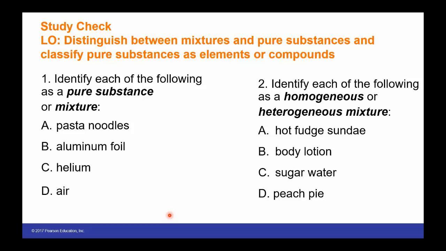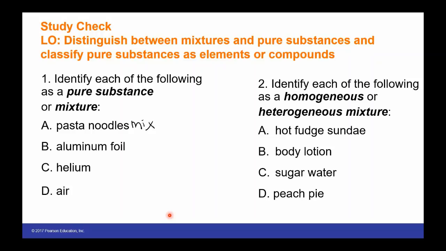You go ahead and classify pasta noodles, aluminum foil, helium, and air as a mixture or pure substance. Pause the video and classify them. And when you start the video again, we'll go over the answers. Okay, pasta noodles are a mixture. We know it's got flour, water. Flour is made up of a number of different compounds, so it's definitely a mixture.